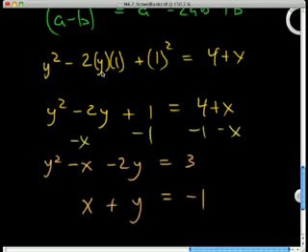So if I want to get opposite coefficients for the x's, it looks like the least common coefficient would be 1. So what I'd end up doing is multiplying this equation by negative 1, because that will give me opposite x's, which would be great.